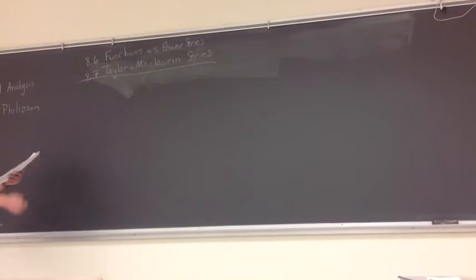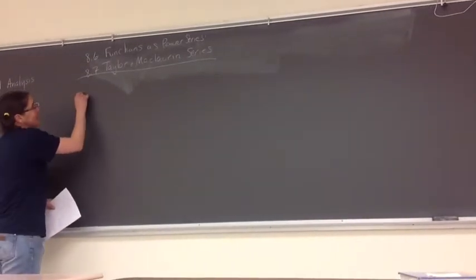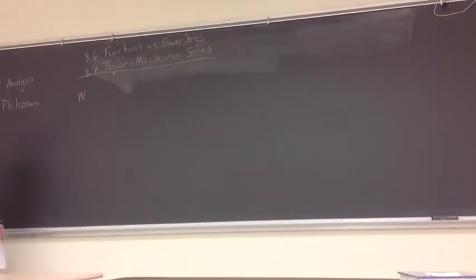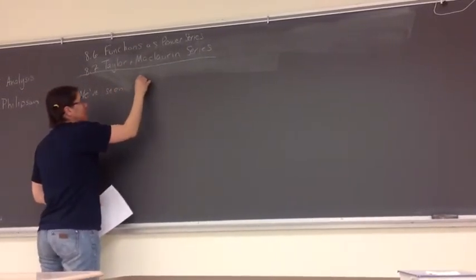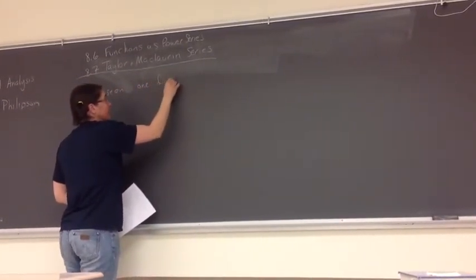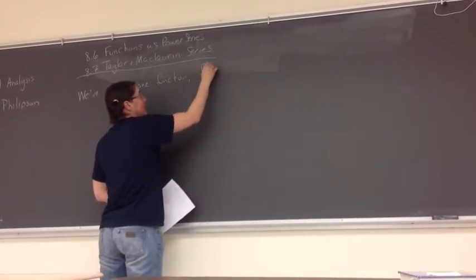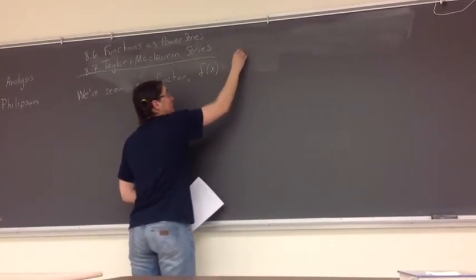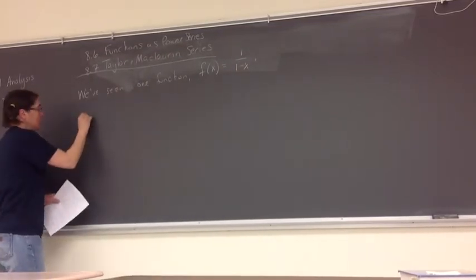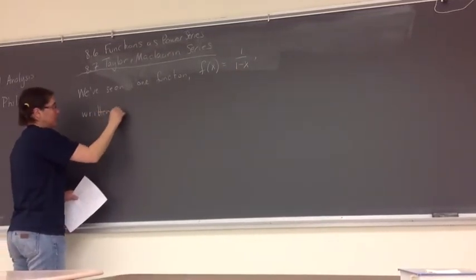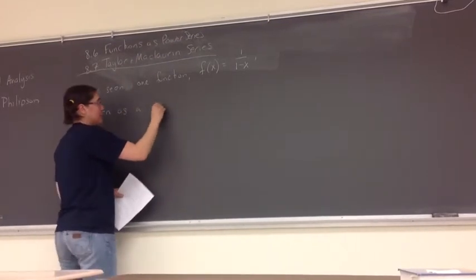All right, so that is our schedule for the final few classes. Okay, so 8.6 and 8.7. We've actually seen a function that's been written as a power series already. We've seen one function, and that function is f of x equals 1 over 1 minus x, written as a power series.